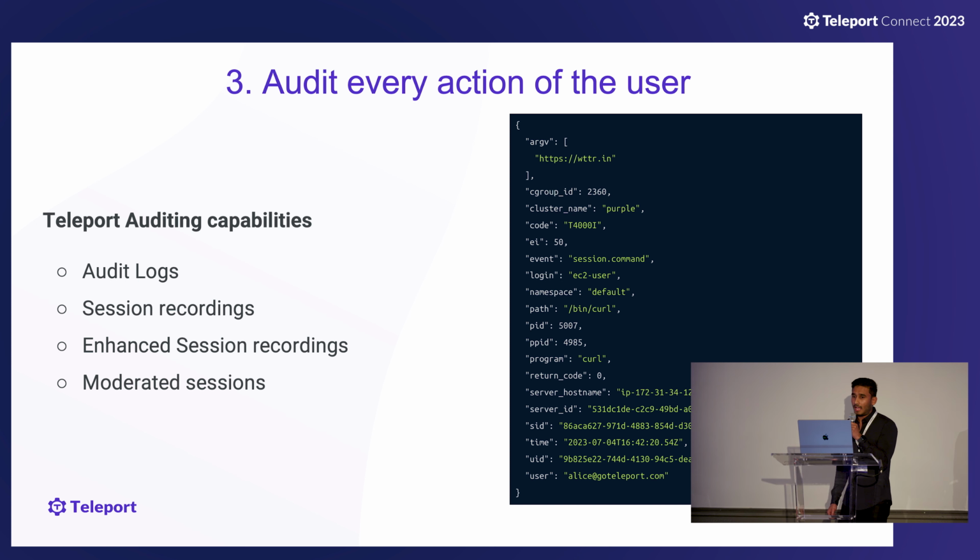The third one is enhanced session recordings. It's an extension of audit logs. It contains more detailed information about what commands were run by a user on a particular server in a session. You can see a screenshot, which is basically a JSON of an enhanced session recording. You can send both audit logs and enhanced session recordings to your preferred SIEM, aggregate them, and run queries on top of these logs.